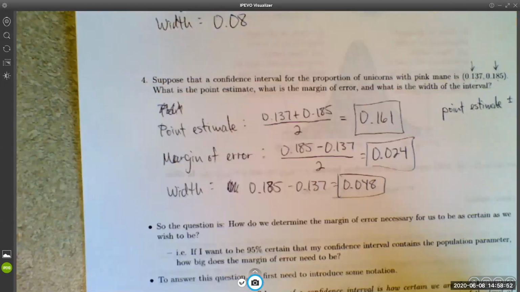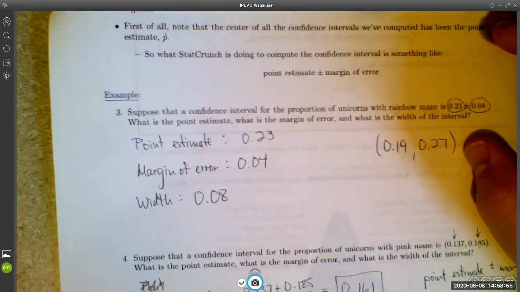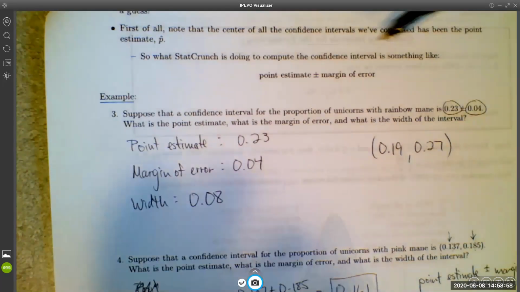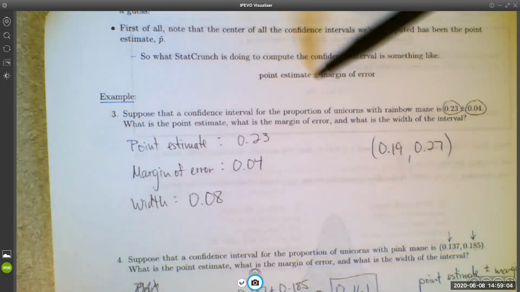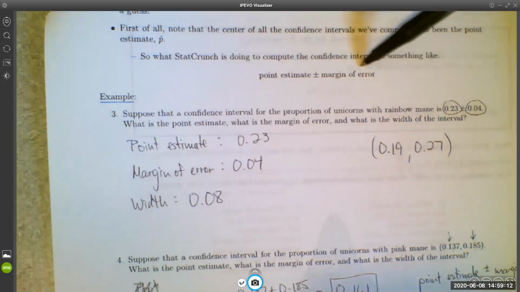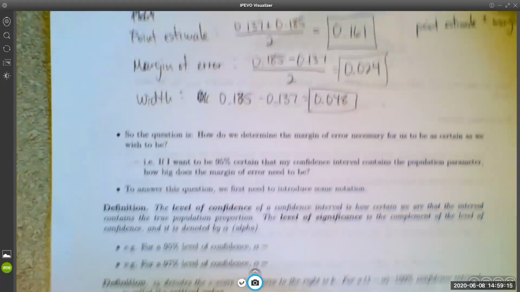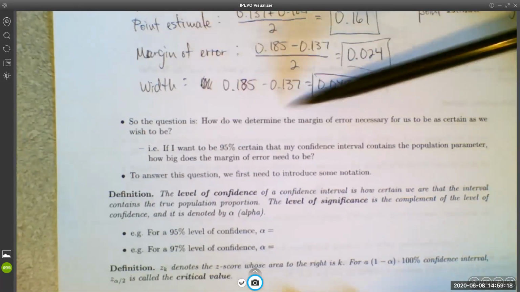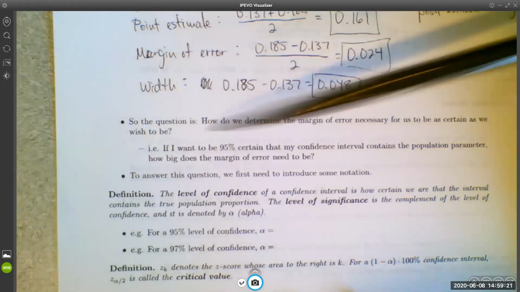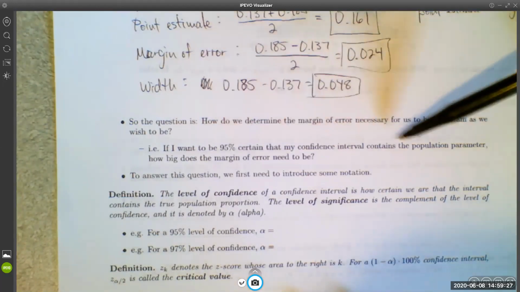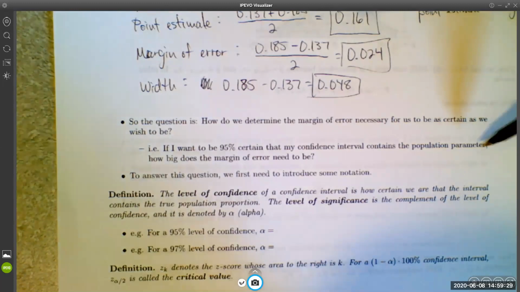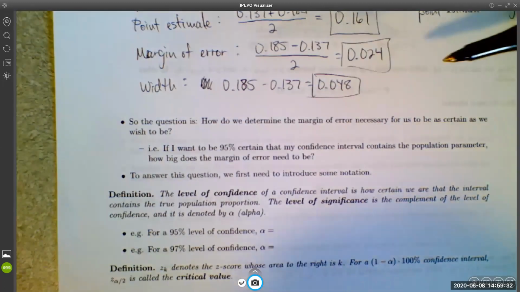So anyway, the moral of the story is StatCrunch is going to do point estimate plus or minus margin of error. Now the point estimate, we already know how StatCrunch computes that. It's the number of successes divided by the number of observations. But the margin of error, how does StatCrunch compute that part of the formula? Another way to ask that question is, how do we determine the margin of error necessary for us to be as certain as we wish to be? So, for example, if I want to be 95% certain that my confidence interval contains the population proportion parameter, how big does the margin of error need to be?